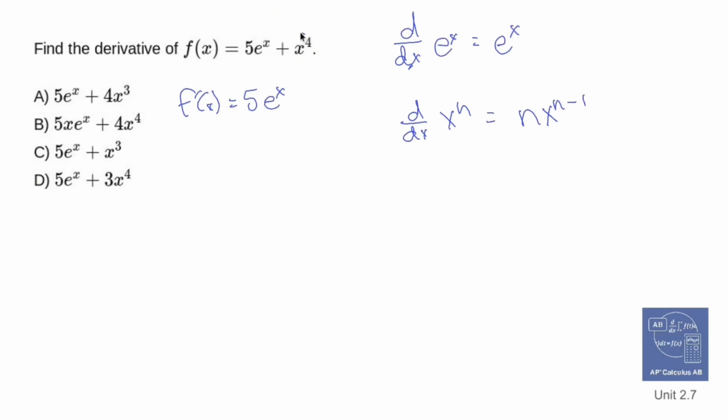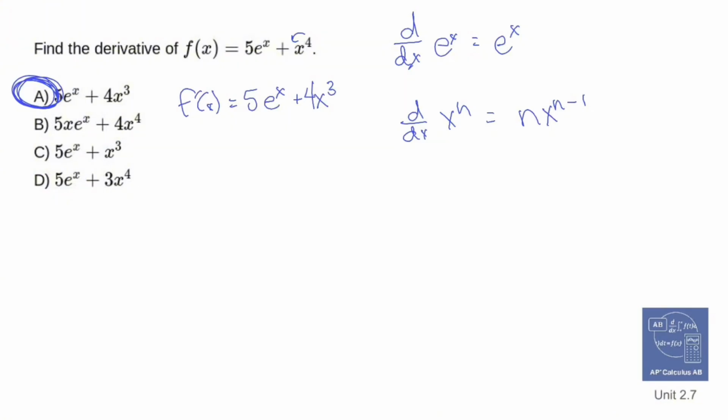Now this is power rule. You drop the 4 down, so plus 4 times x to the 4 minus 1, which is 3. And you end up with 5e to the x plus 4x to the third. So yeah, no trickery. This section is focusing on e to the x and ln's and sines and cosines and stuff like that. But this is just bringing back an old friend called power rule, so we're doing that too.